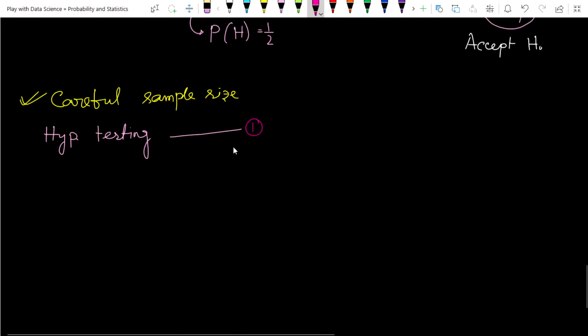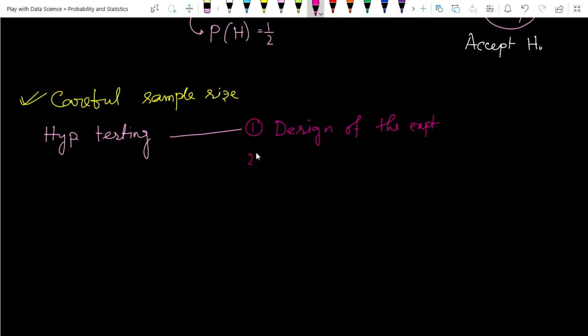So in hypothesis testing, the most important thing is the design of the experiment. That's the first thing we have to remember.